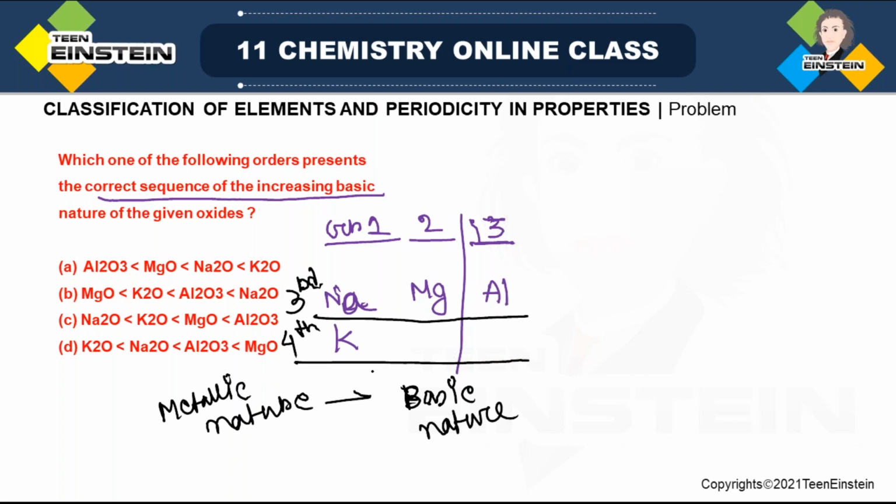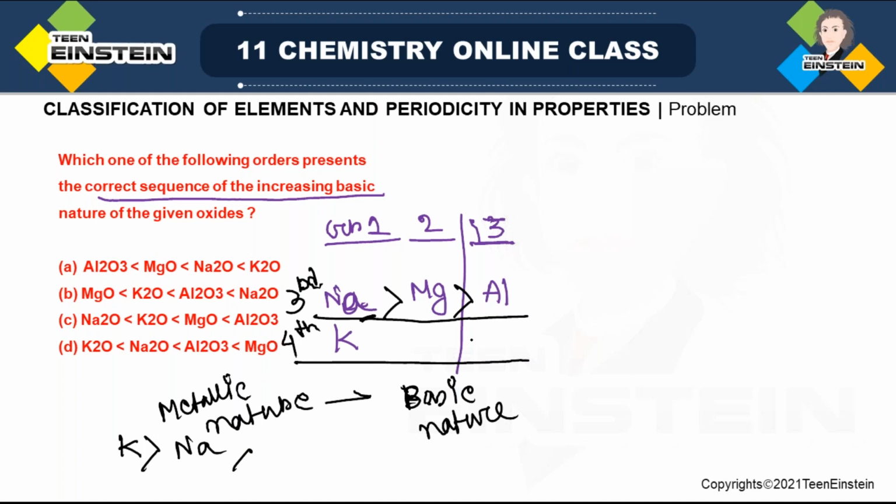Now here the metallic character obviously it will be maximum. Sodium is more metallic compared to Mg and Al. That is fine. Now, in between Na and K, K is more metallic, even more metallic than sodium. So the order is K, Na.